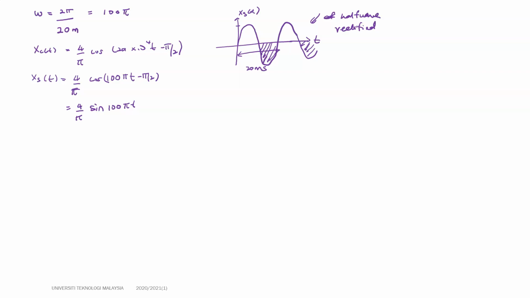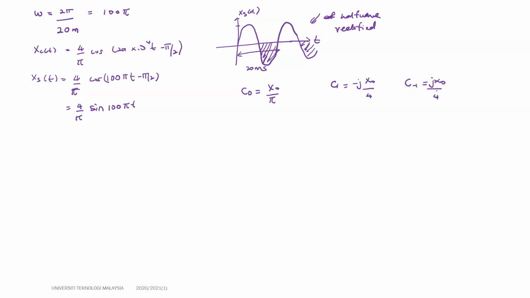We have to find the new coefficient. Fourier Series coefficient, based on the table, has been found out that for half wave rectified, C0 is equal to x0 over pi, C1 is equal to negative j x0 over 4, and C negative 1 is equal to j x0 over 4.